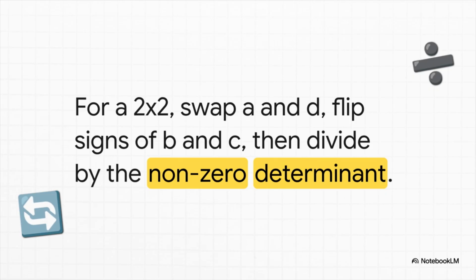To find the inverse of a 2 by 2, you take 1 over the determinant, swap the main diagonal elements A and D, and flip the signs of B and C. Notice that part of the formula, 1 divided by the determinant. This is exactly why a matrix only has an inverse if its determinant is not 0. You just can't divide by 0.